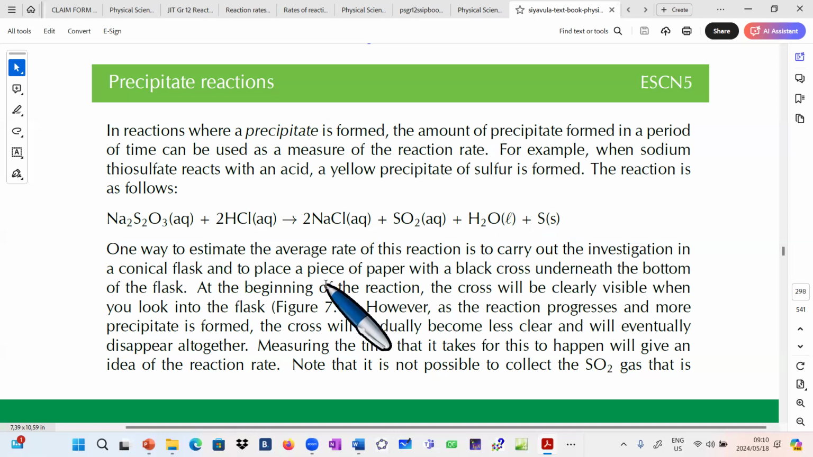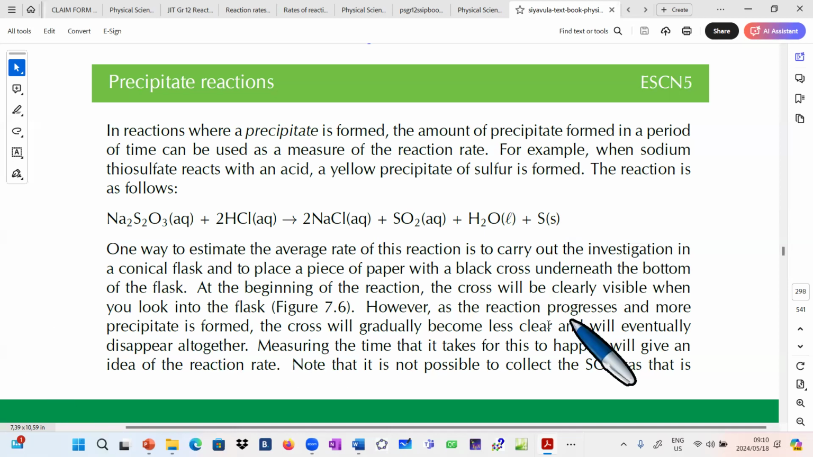One way to estimate the average rate of this reaction is to carry out the investigation in a conical flask and to place a piece of paper with a black cross underneath. This is what possibly came in the exam. I think that something very similar to this came in the November exam, exactly this one, or just a slight variation of this, when there was an X.